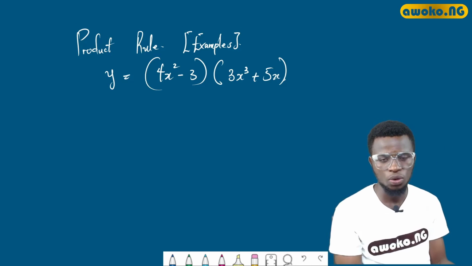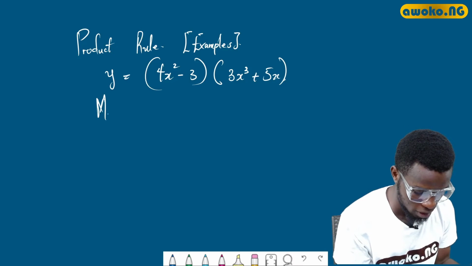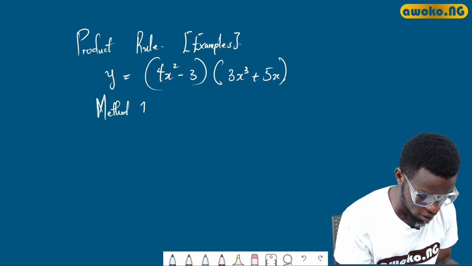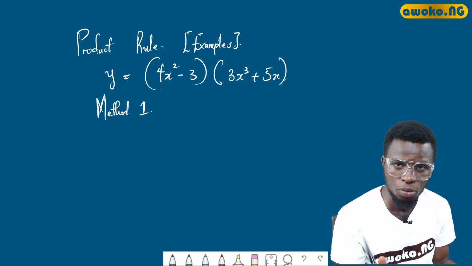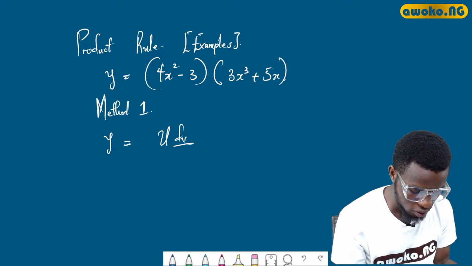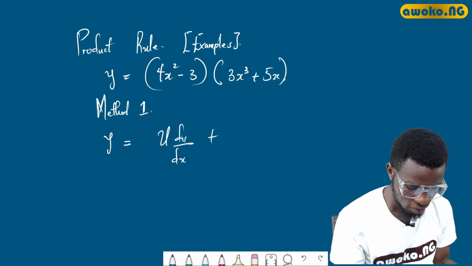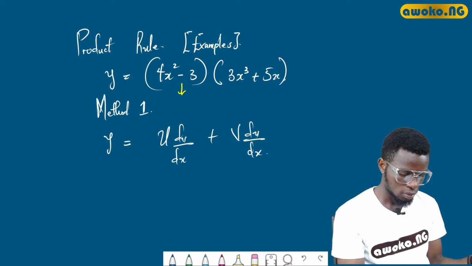There are two ways we are going to solve this particular problem. So I'm going to show you the first step. So the first method, method 1. From the formula, we have that dy/dx equals u dv/dx plus v du/dx. So let's call this our u and call this our v.